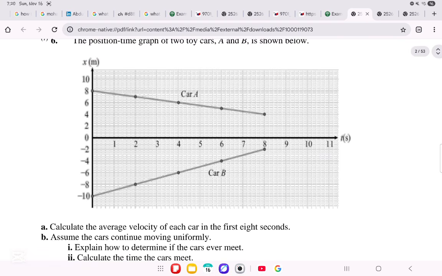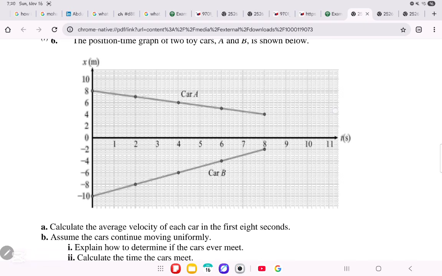They give you the position and they give you the time. So we will be able to find what? We'll be able to find the average velocity, okay? The average velocity is displacement over time, right?